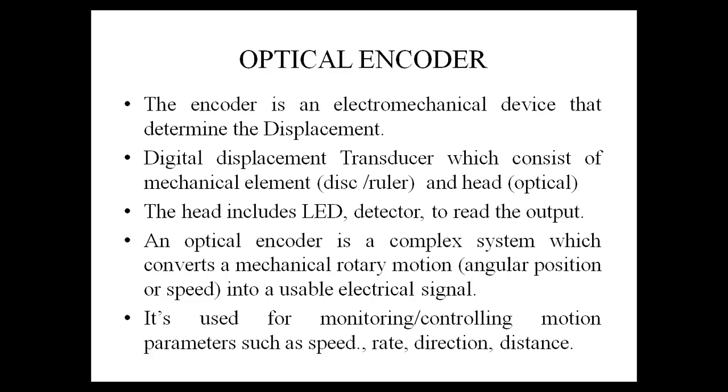The sensing head includes an LED source and a light sensor in order to read the generated code. Encoders are used to translate rotary or linear motion into a digital signal, usually for the purpose of monitoring or controlling motion parameters such as speed, rate, direction, or distance. An optical encoder is a complex system which converts a mechanical rotary motion into a usable electrical signal.